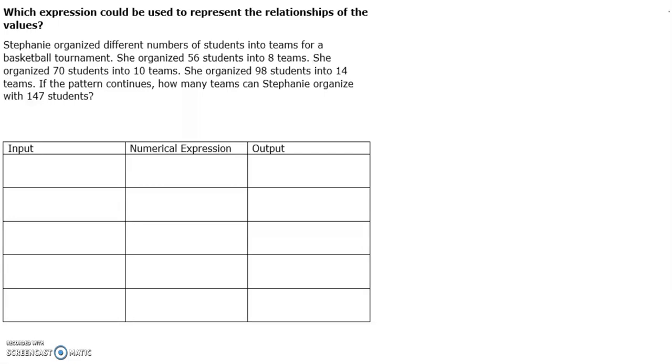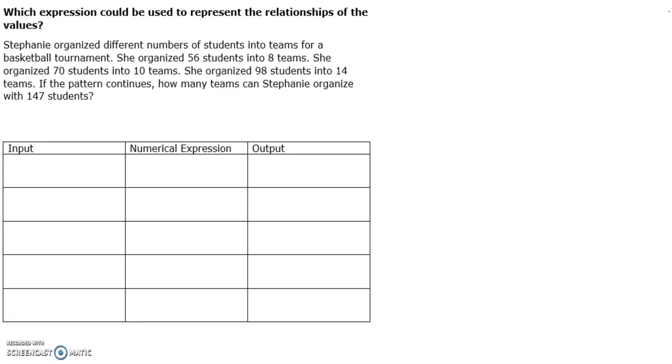In this video, we are going to use a table to help us determine a numerical expression with given values for an input and output. Follow along, and if you like, create your own table as we work through this problem together. The question you should be able to answer at the end of the video is, which expression could be used to represent the relationships of the values?